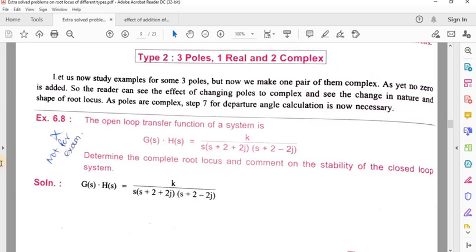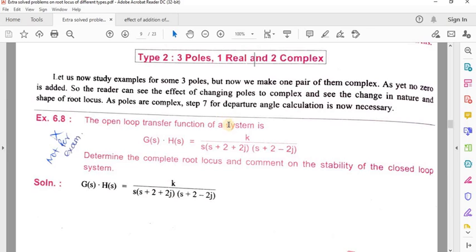Now this is type 2, an important type, which consists of 3 poles, 1 real and 2 complex. Since the poles are complex, there will now be an introduction of the angle of departure. If there are zeros and they are complex, then we have to find out the angle of arrival.